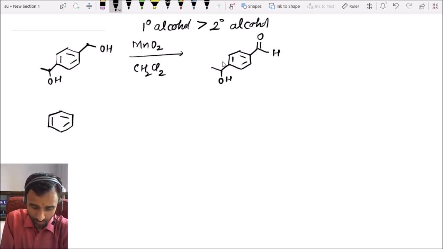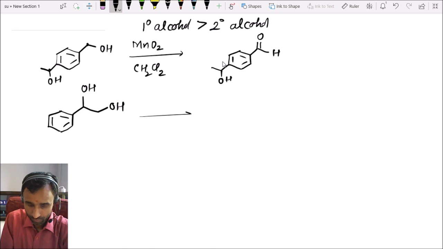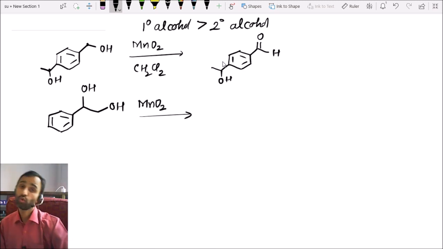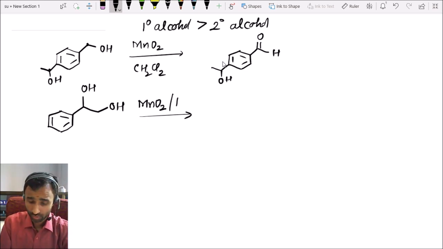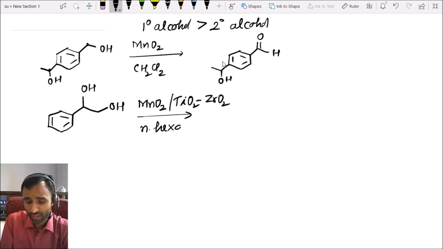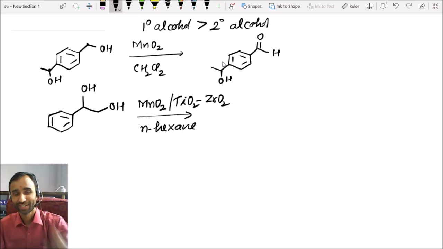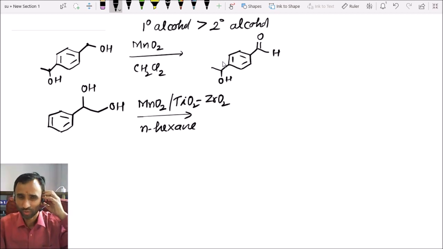Benzene ring attached to OH, OH. Yes. MnO2. Even in this case, we can use TiO2 and ZrO2 in the presence of any inert solvent. Let us take normal hexane. Just I am changing the solvent. You can write CH2Cl2. Okay.